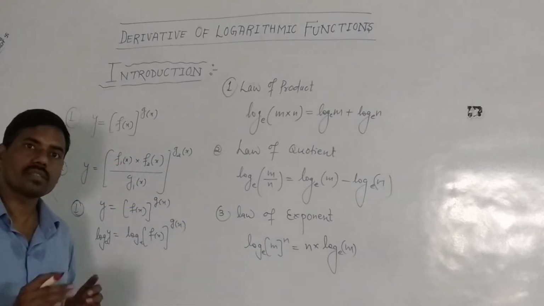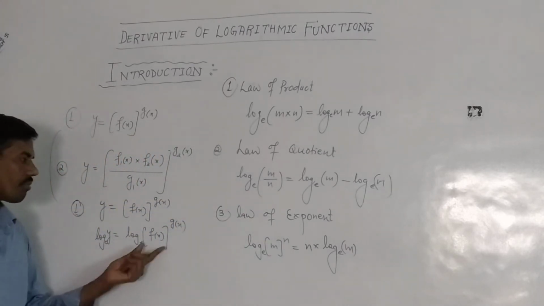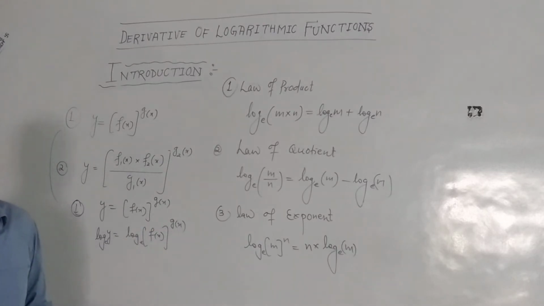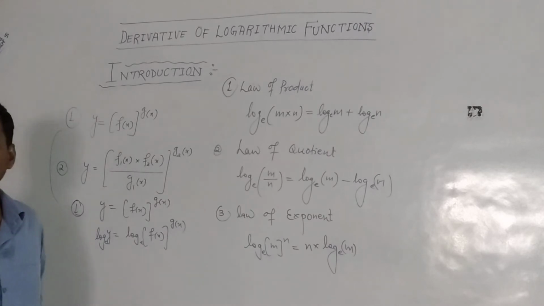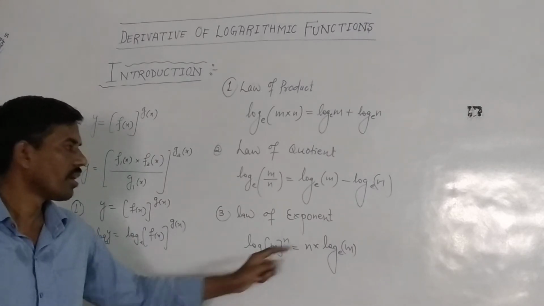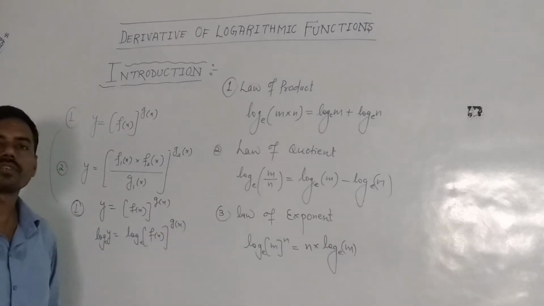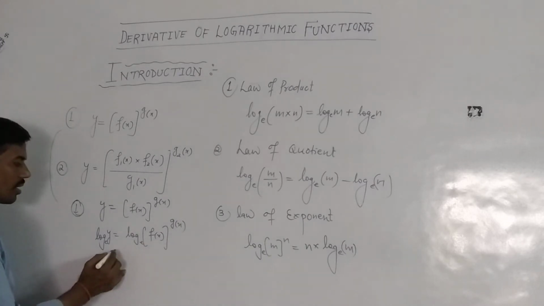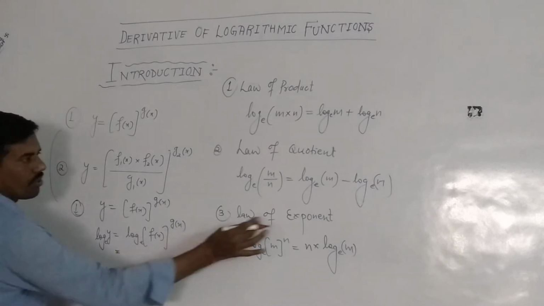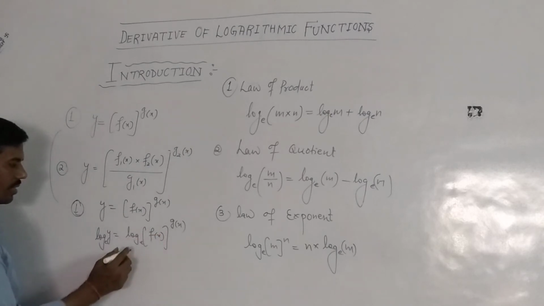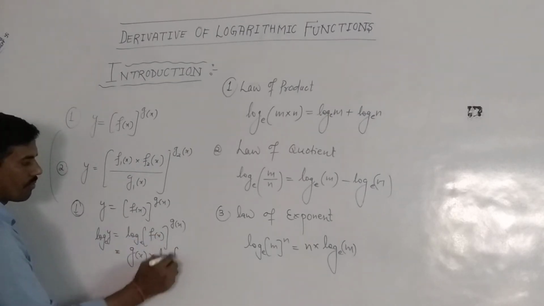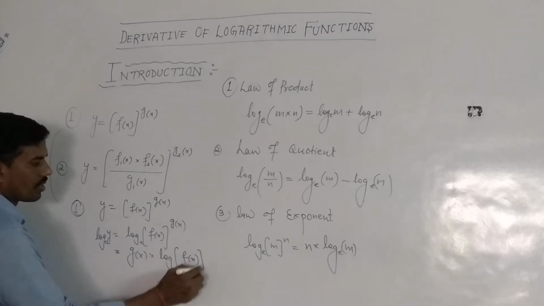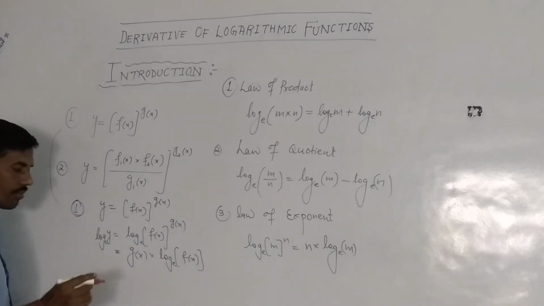E is understood. So log of f of x to the power g of x to the base e, where f of x is in the place of m and g of x is working as n. Using the law of logarithm, that is the law of exponent, we can write it as g of x into log of f of x to the base e.